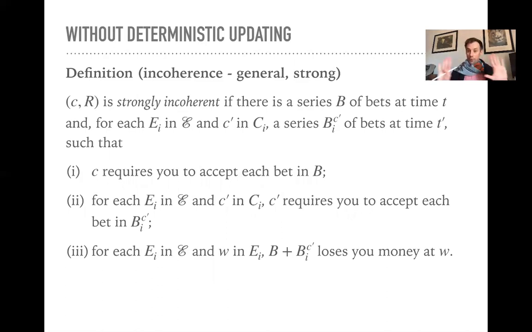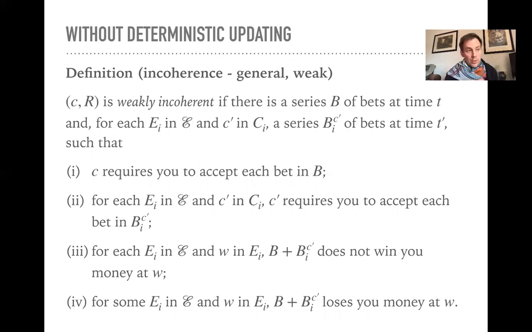Okay, so now we've taken off the assumption that the updating rule is deterministic. And we're going to say that the prior credence function of the updating rule is strongly incoherent if there's a series of bets at the earlier time, and for each piece of evidence you might learn, and each response, each credence function that your rule says is a permissible response to that evidence, there's a series of bets at the later time, such that, again, your prior credence function requires you to accept each of the bets at the first time. Whatever evidence you get and however you respond to it, that response requires you to accept each of the bets at the later time. And for each piece of evidence you get and for each world that makes that evidence true, you lose money. The combination of that earlier set of bets and the later set of bets is going to lose you money. So you're required to accept bets that lose you money. So again, there's a strategy that a bookie might have for making money from you.